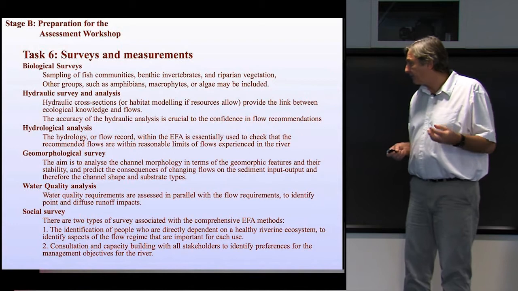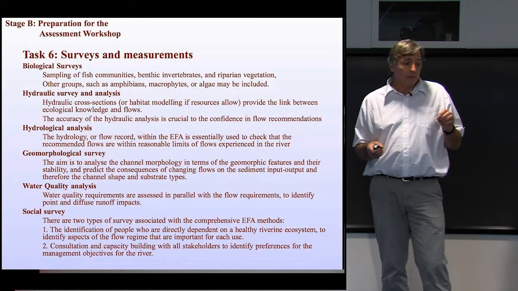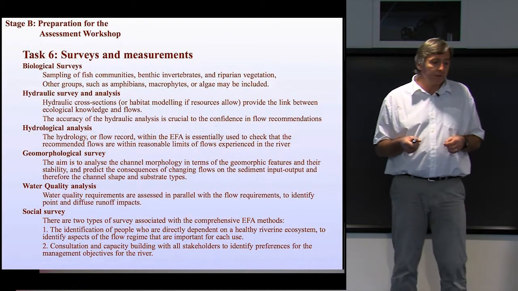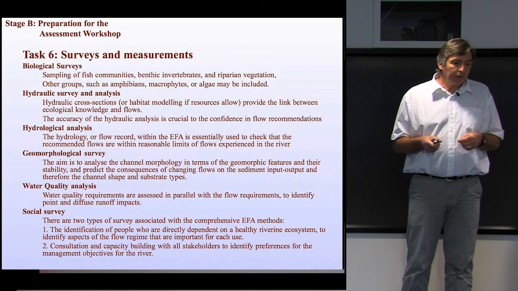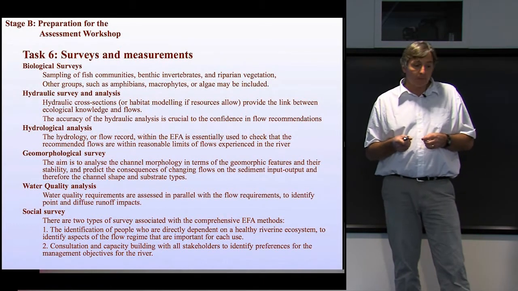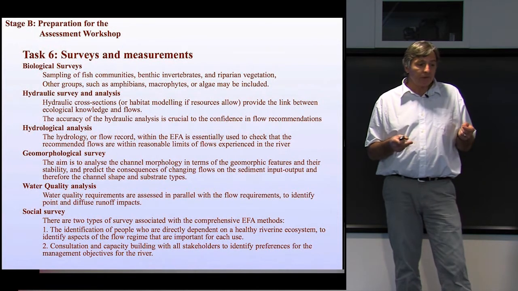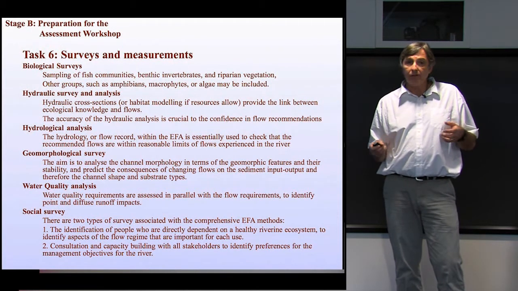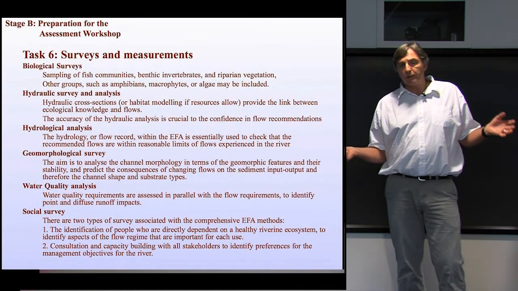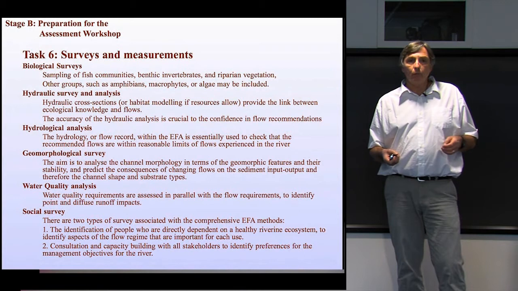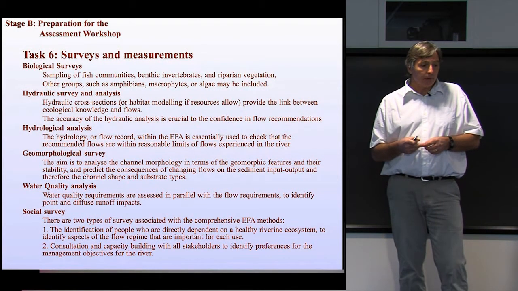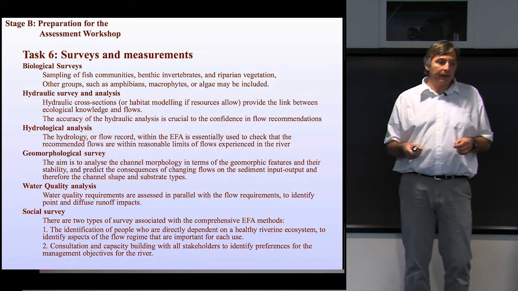And then the social surveys, there are really two types of survey associated with the kind of building block type methodology. First of all, the identification of people who are directly dependent on a healthy riverine ecosystem, to identify aspects of the flow regime that are important for each use. So maybe for recreational or commercial fishing, whitewater rafting, people who are using water directly from the river, who are watering their animals in the river, other recreational aspects and so on.